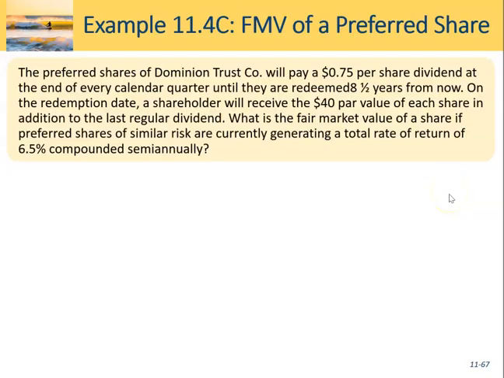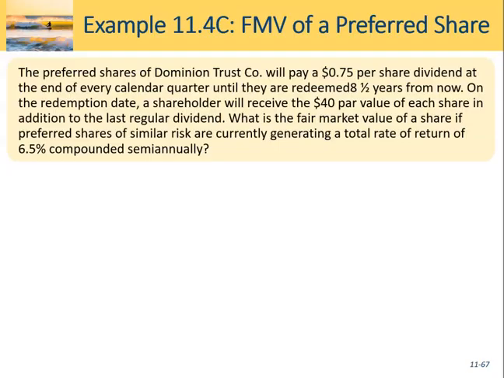Okay, so let's have a look at this one. We want to figure out the fair market value of a preferred share. A share of Dominion Trust Company: if we own a share, they will pay us 75 cents per share dividend at the end of every calendar quarter, so 4 times a year, until they are redeemed in 8.5 years. On the redemption date, the shareholder will also receive $40 par value of each share in addition to the last regular dividend.